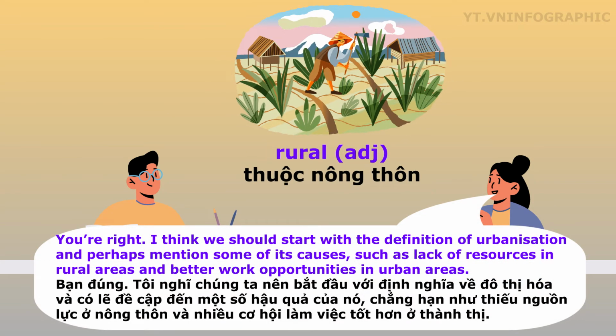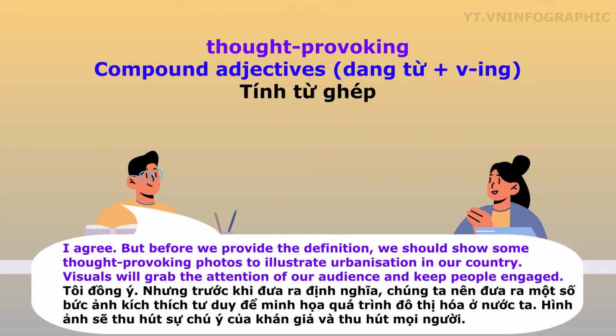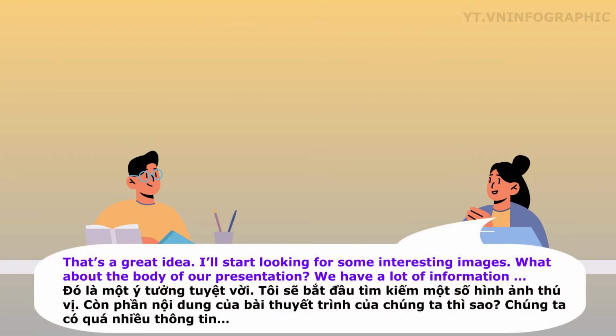You're right. I think we should start with the definition of urbanization and perhaps mention some of its causes, such as lack of resources in rural areas and better work opportunities in urban areas. I agree. But before we provide the definition, we should show some thought-provoking photos to illustrate urbanization in our country. Visuals will grab the attention of our audience and keep people engaged. That's a great idea. I'll start looking for some interesting images.